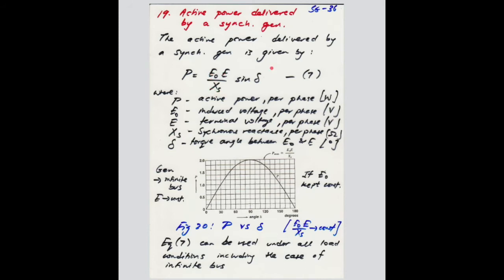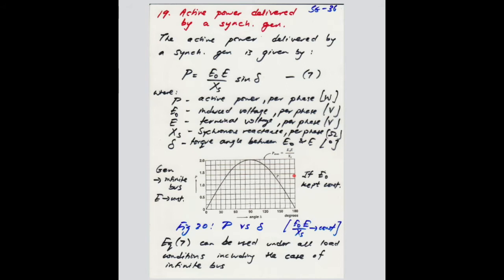So if you know all these parameters, you can basically compute the active power that's being produced by the generator per phase. So that's for one phase. And if you want the total power, you multiply by 3 here, right? Then you will get the 3-phase power that's being produced by the synchronous generator.